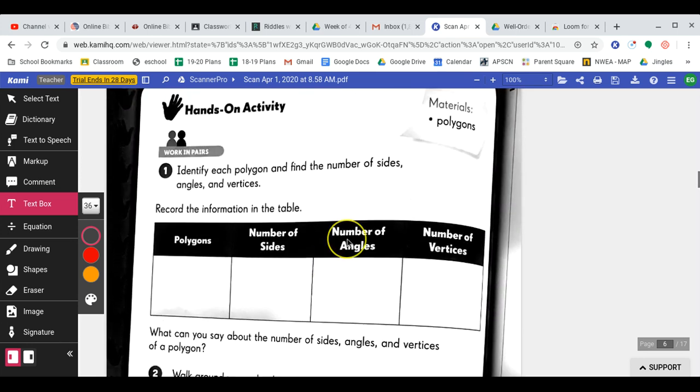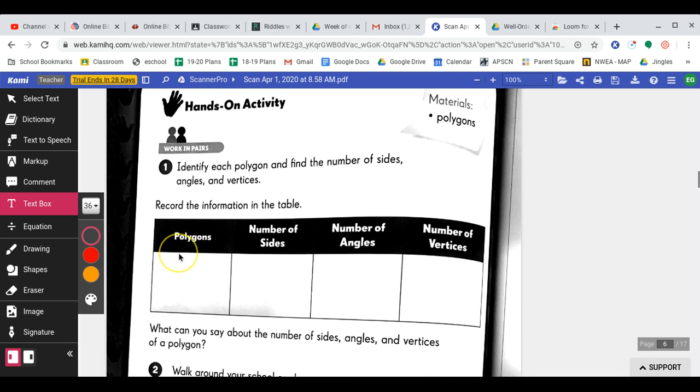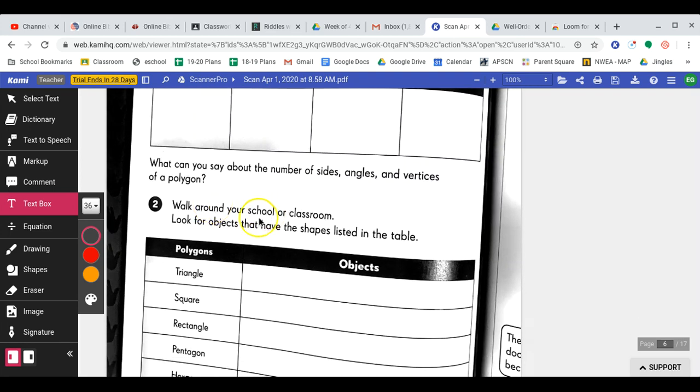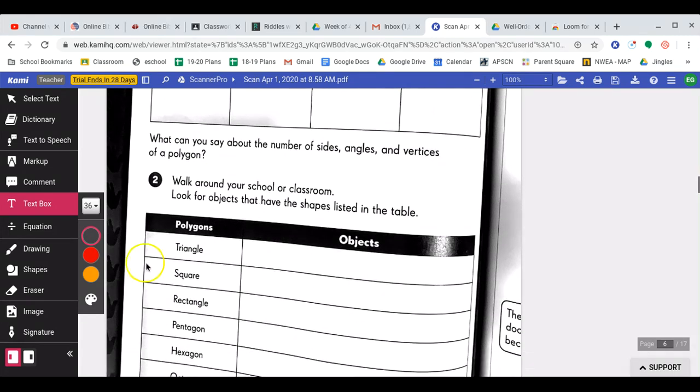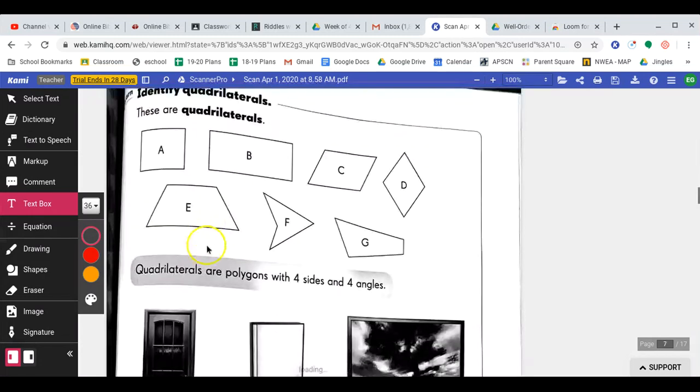Okay. For the hands-on activity, I do encourage you to do this. It says work in pairs. Some of you can do that with a sibling possibly. Other people will not be able to, but I encourage you to record some information in the table. This is the table below about some different polygons that we just looked over in the last couple pages. It says walk around your school or classroom. Your school or classroom now is your home. So try to find some triangles, squares, rectangles, pentagons, hexagons, and octagons around your home.